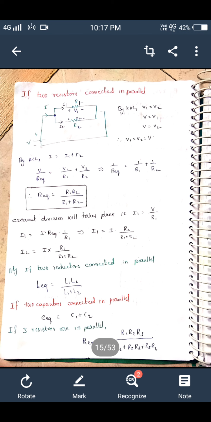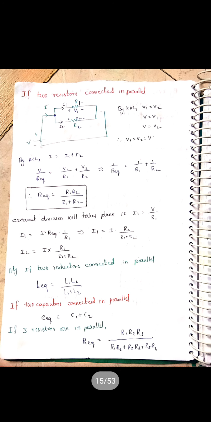Now I1 we can write as, V is nothing but what? I into R equivalent into 1 by R1. If you simplify, we can get the expression for I1 as I1 is equal to I into R2 by R1 plus R2. Similarly, I2 is equal to total current into R1 by R1 plus R2.